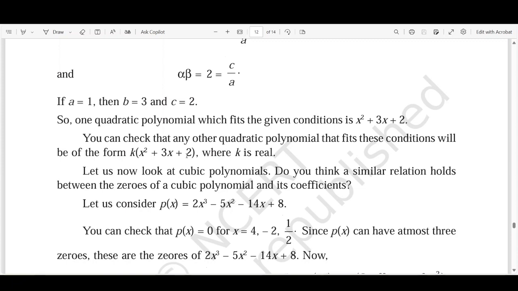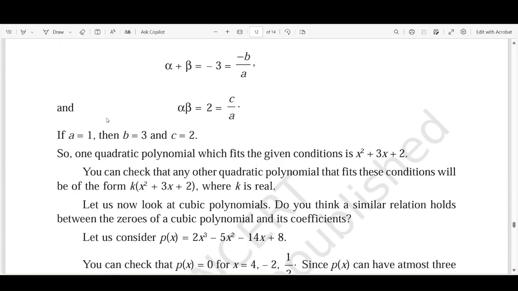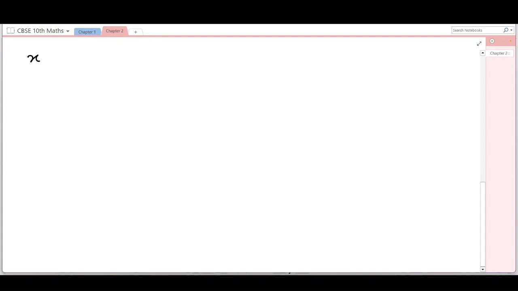So by simply multiplying the quadratic polynomial you have obtained by a real number, again it will satisfy the conditions, right? So now let us verify this. The quadratic polynomial we have obtained is x square plus 3x plus 2. So if I multiply this quadratic polynomial by any real number, say k, let me take that real number to be 2. You can take any real number.